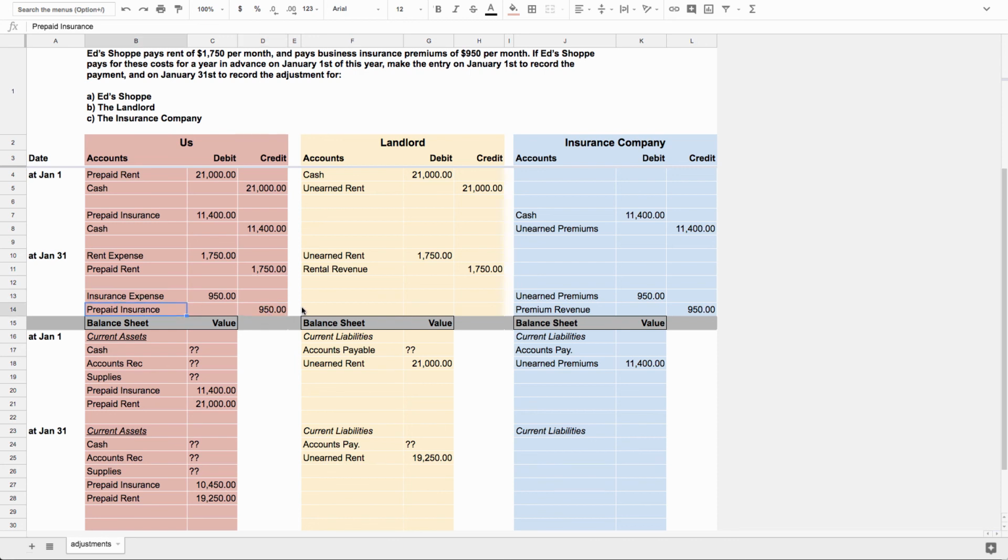This is what it looks like when it's an expense being used up. This is what it looks like for the company that's earning the $950 as it's used up. Likewise, you'd again have some kind of accounts payable first, and then you'd have your unearned premiums, which is now $950 less, which is $10,450. Because remember, Ed's shop has $10,450 of insurance left, which means the insurance company has $10,450 of a current liability, the unearned revenue left. And that's how you do that. That's how it's done from different perspectives, which essentially teaches you how to deal with prepaids as a business and how to deal with unearned revenue as a business, because you can have either.